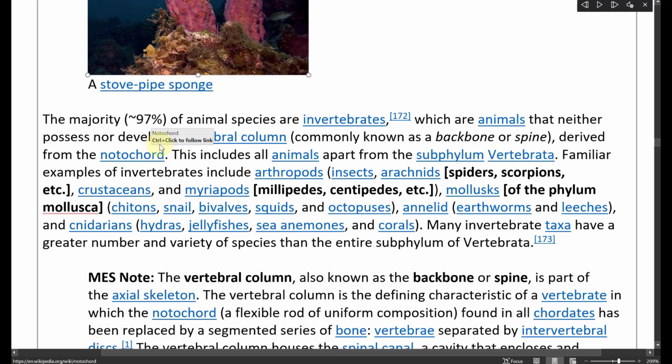Let's continue further. The majority, about 97% of animal species, are invertebrates. They do not have a vertebral column, which is commonly known as a backbone or spine, derived from the notochord. This includes all animals apart from the subphylum Vertebrata.